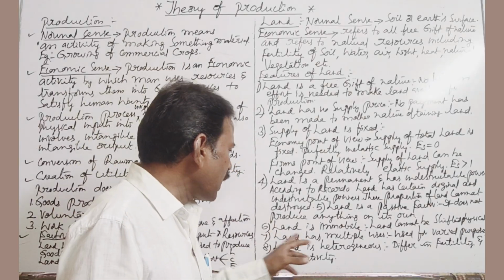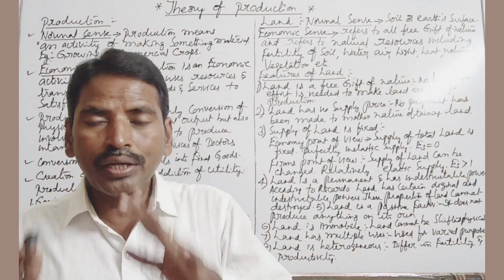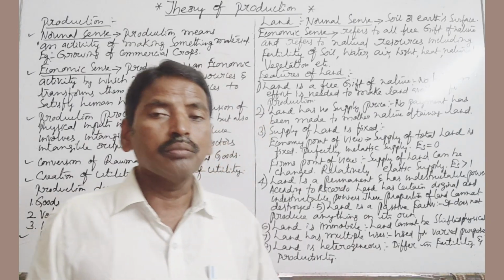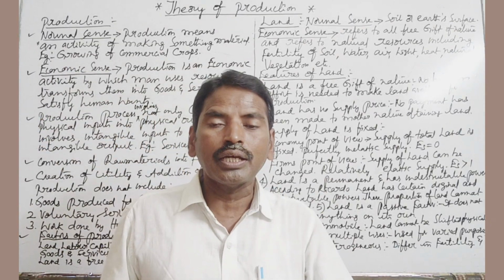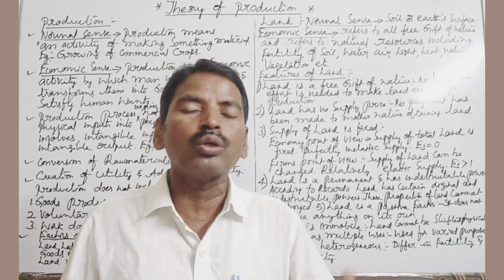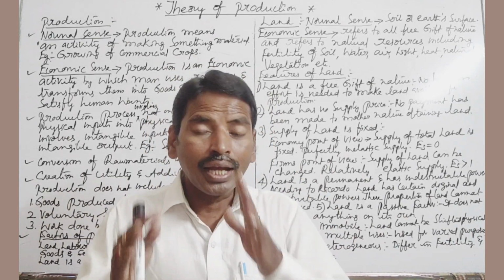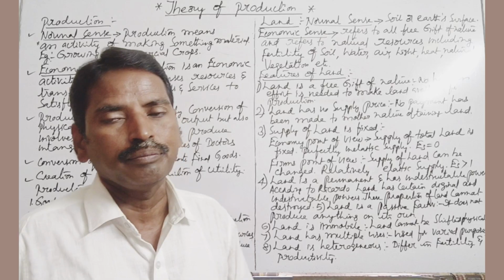Next, sixth one is land is immobile. Land is an immobile factor, not mobile. Land cannot be shifted physically from one place to another, from one location to another.